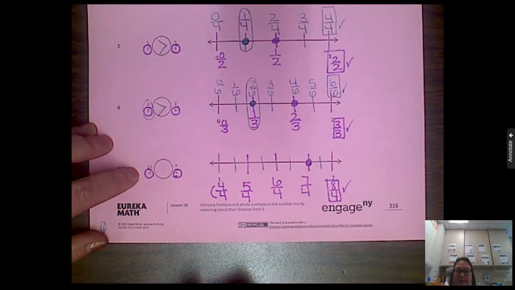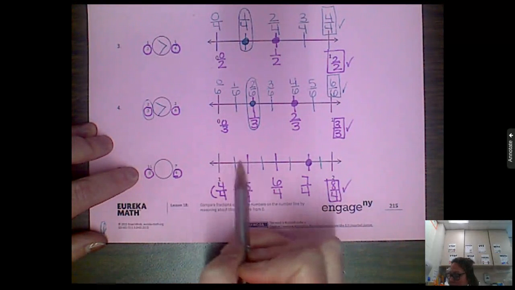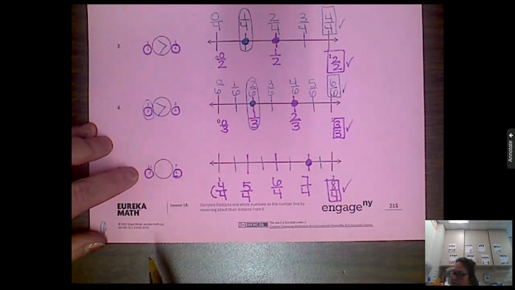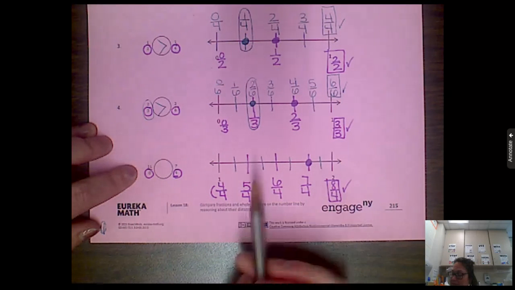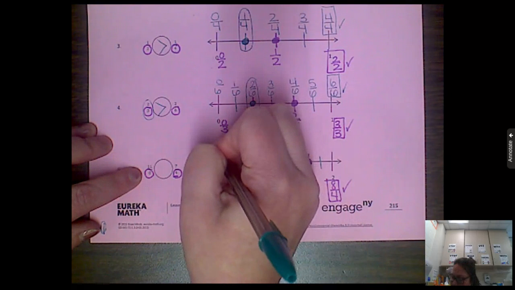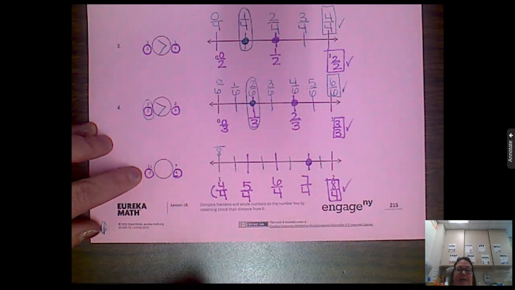And once I do that, I'm going to just count my spaces and make sure I had 8. 1, 2, 3, 4, 5, 6, 7, 8. Good. And I need to label, right? So I know, what would my denominator be? It's going to be an 8, right? Because I'm talking about 8s right here.